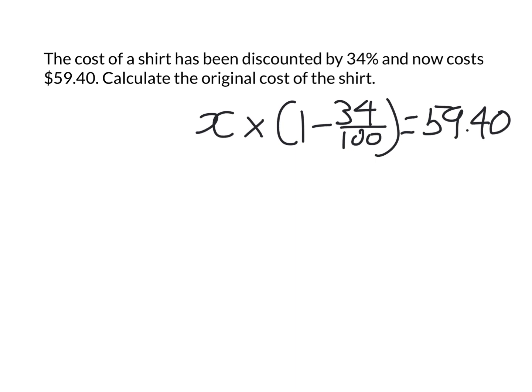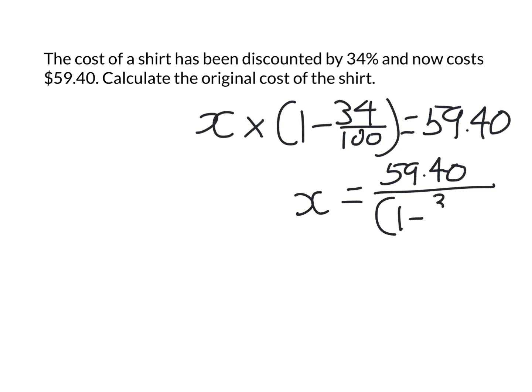So if I want x by itself, all I need to do is take my final price, and rather than timesing, I divide. So it's still 1 minus because it was discounted. So if you put that on your calculator, you get $90. If you take $90 and you discount by 34%, you end up with $59.40.